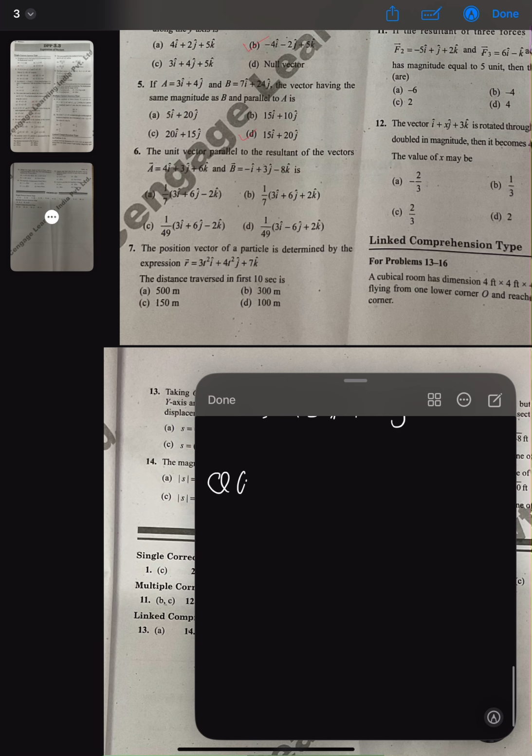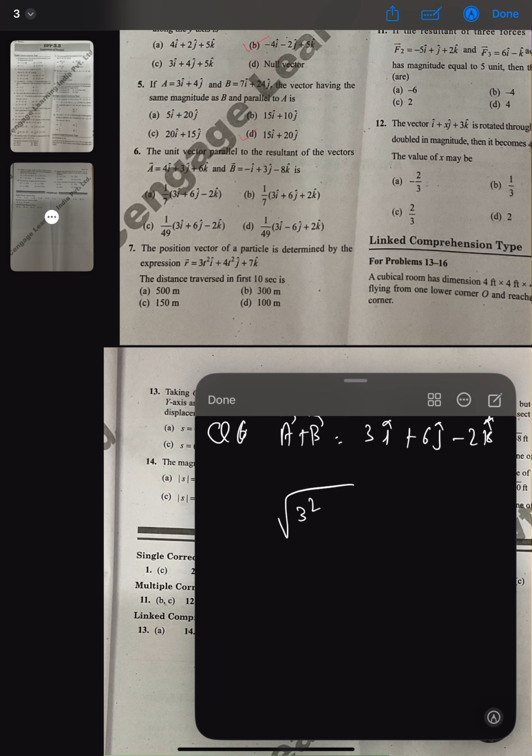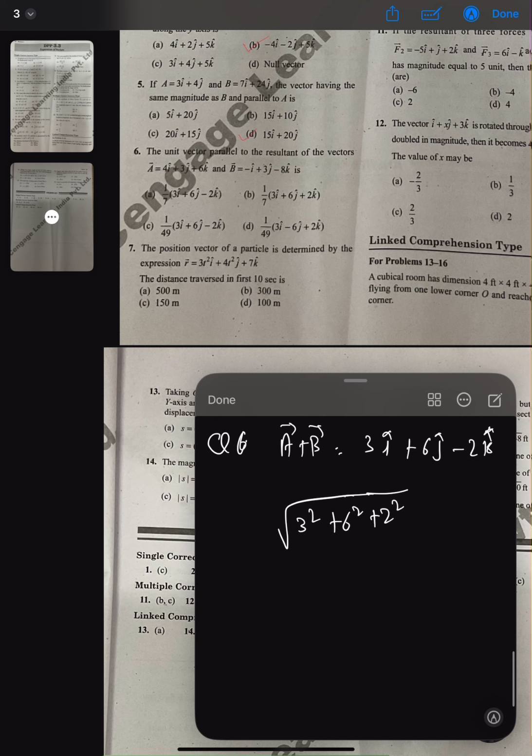Question 6. A unit vector parallel to the resultant of vectors A and B. So first we have to find the resultant. The resultant of A and B will be A vector plus B vector, which is 3i cap plus 6j cap minus 2k cap. So you have to find a unit vector parallel to this. So what will be the unit vector of this? Obviously the unit vector parallel to the resultant will be parallel to A plus B only. So under root 3 square plus 6 square plus 2 square.